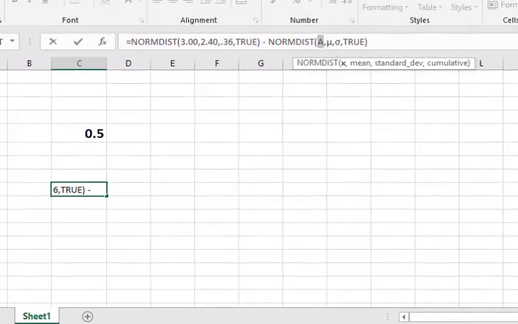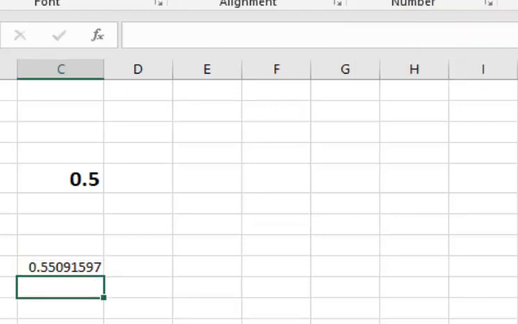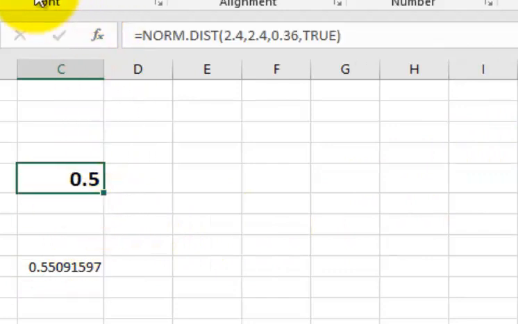2.31. Everything else should be the same. 2.40. 0.36. And true. Just hit enter. So there is the probability that she's going to get a kitten that weighs between 2.3 and 3 pounds, right there, a little over 50%.